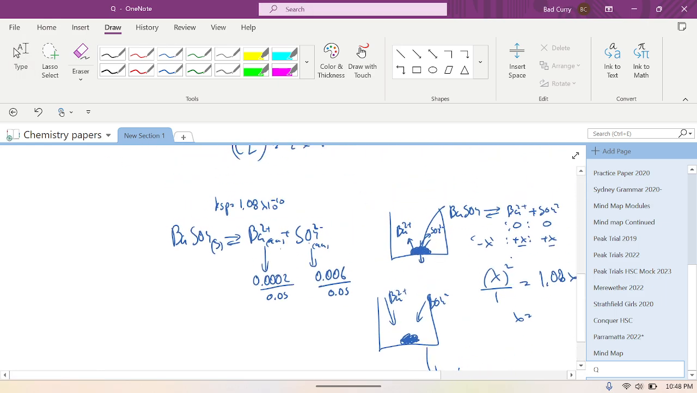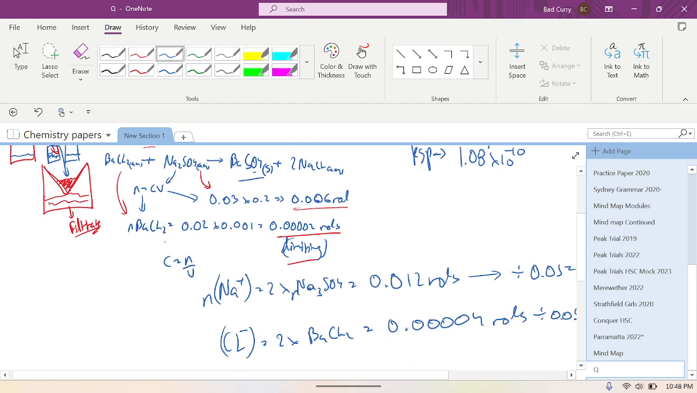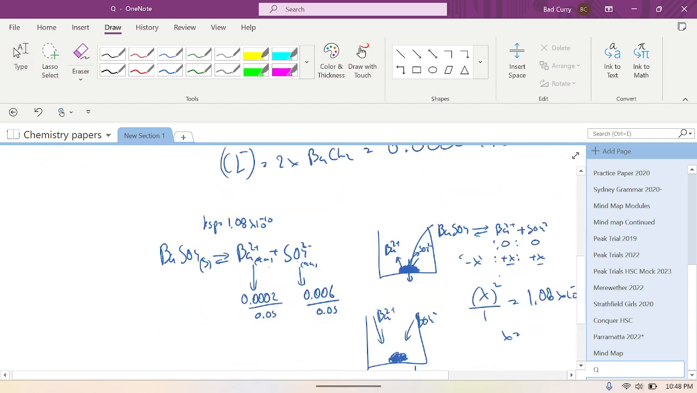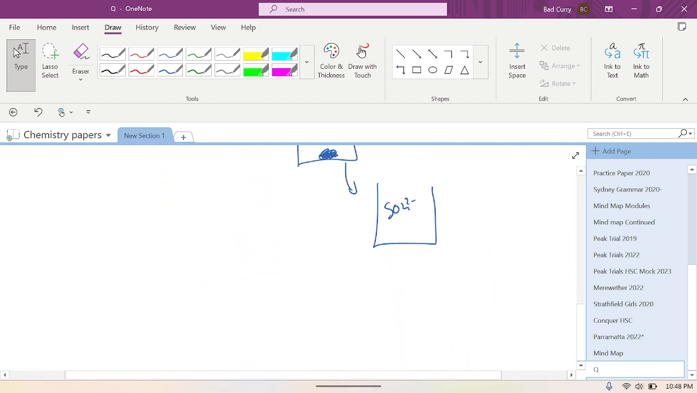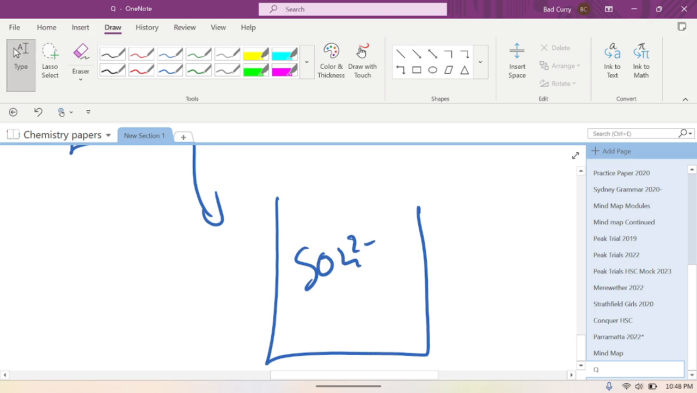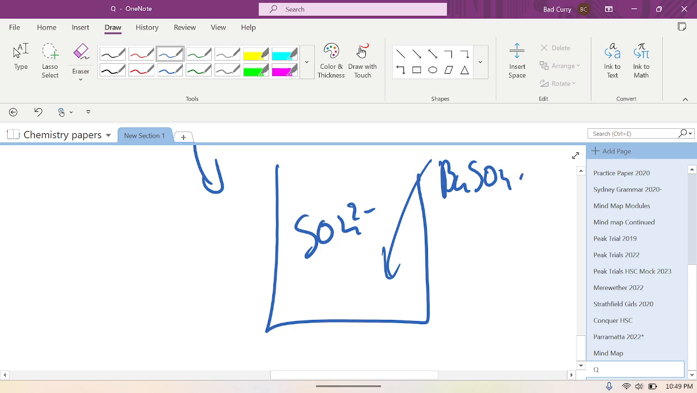Why can you do this? Because you can establish that BaCl2 is limiting, right? So Na2SO4, or sodium sulfate, is in excess. Therefore, ignoring sodium and chloride, you'll have excess SO4 2- ions, and then you assume that you have excess SO4 2- ions, and to that you add barium sulfate solid.